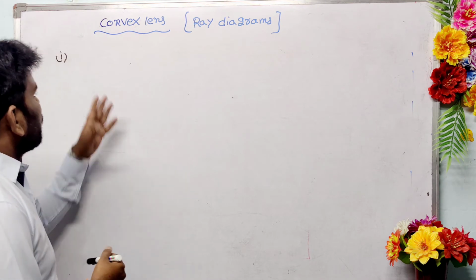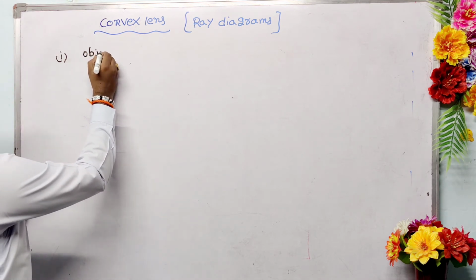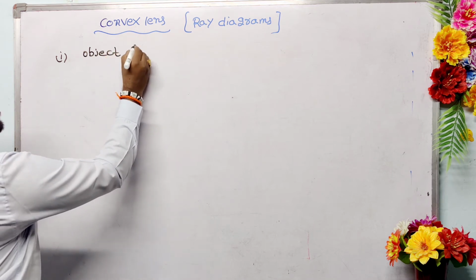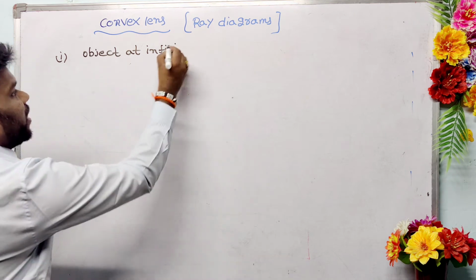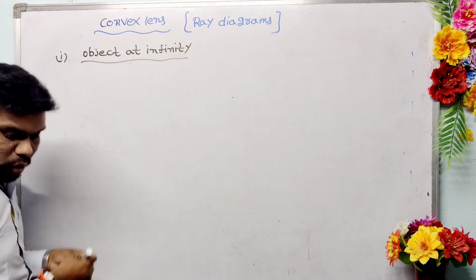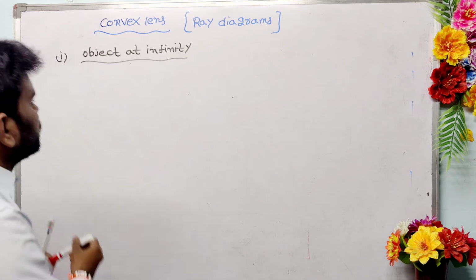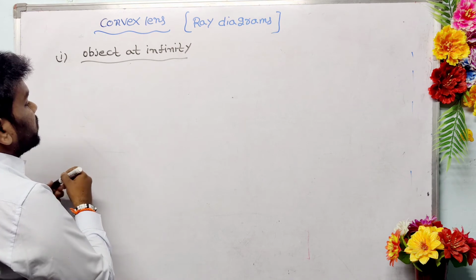Okay students, first ray diagram, object at infinity. Object at infinity. Okay students, look, this is, what is that? Principal axis.